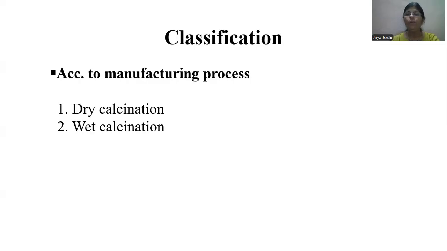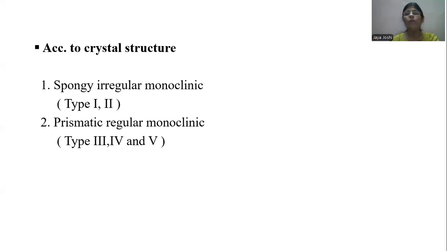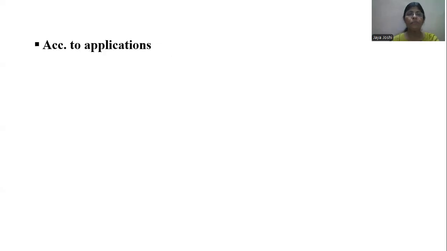According to manufacturing process, the products are classified as by dry calcination, by wet calcination, by boiling with chemicals, and synthetically prepared gypsum products. Another way to classify gypsum products is according to the crystal structure. So, the gypsum products having spongy, irregular, or monoclinic crystals, and gypsum products having prismatic, regular, and monoclinic crystals.